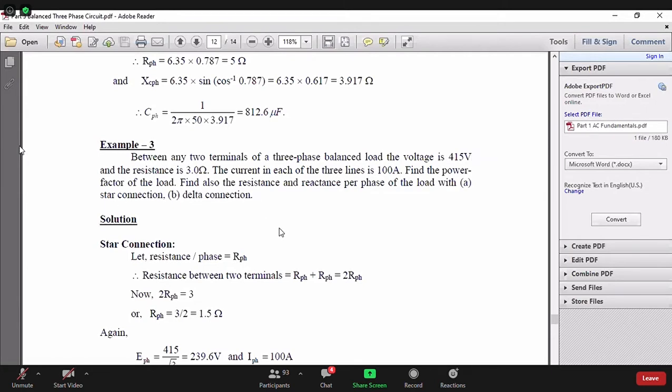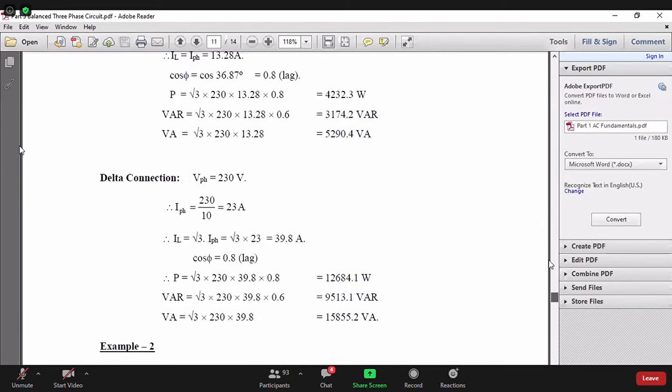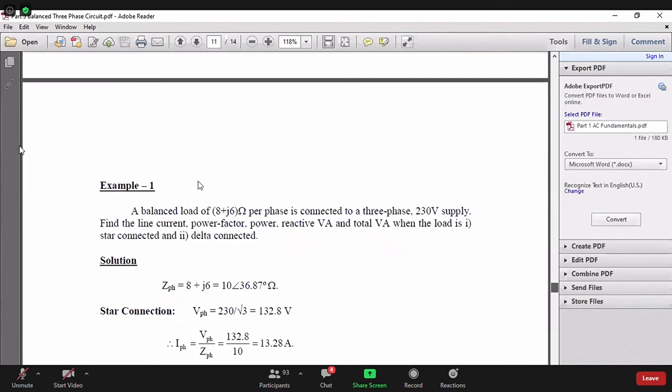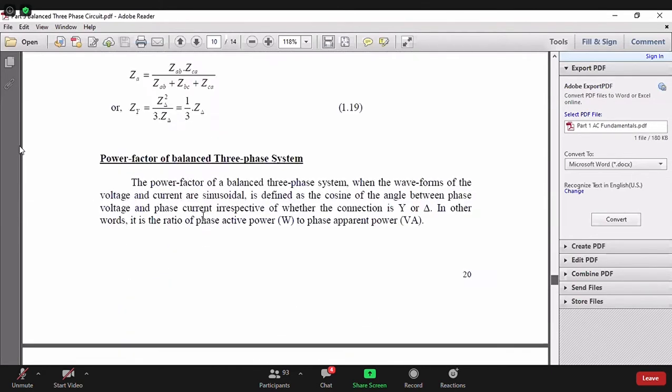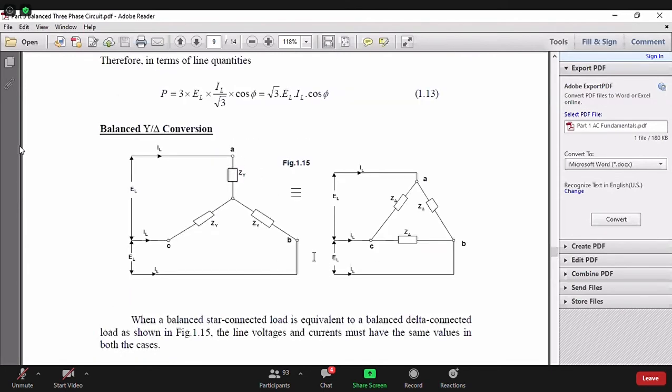That's a very interesting problem because now it says that between any two terminals the resistance is 3 ohm. Now I go back to a diagram of a star, then it will be clear to you. See this diagram, it's a star. Take any two terminals, A and B, forget about the lines. Just take A and B. Now if I measure the resistance, what is the resistance you get?